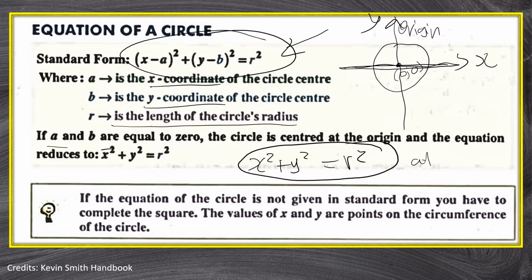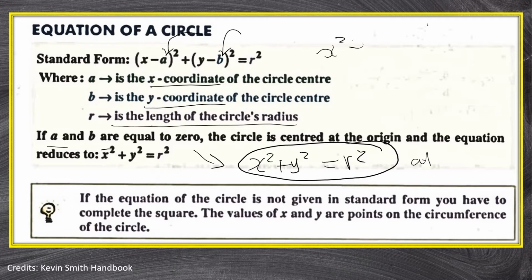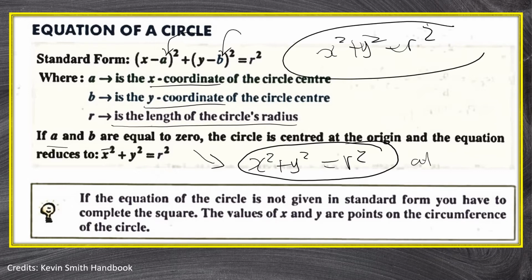At the origin. And why is this the case? It's because if it's at the origin, our a and b are zeros, right? So if you go and substitute 0 in your original equation, where there is a and b, you put 0 here, a 0, b 0, it will end up being x squared plus y squared is equal to r squared, and that will be the standard form for an equation of a circle with the center at the origin.